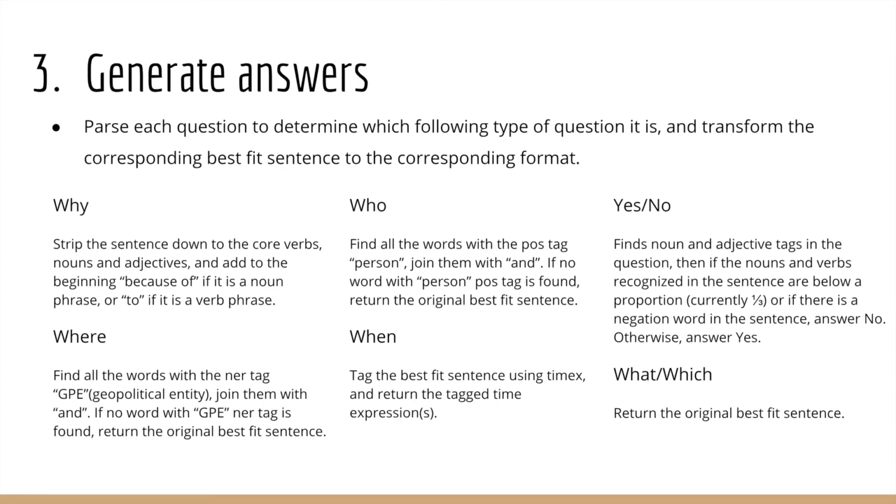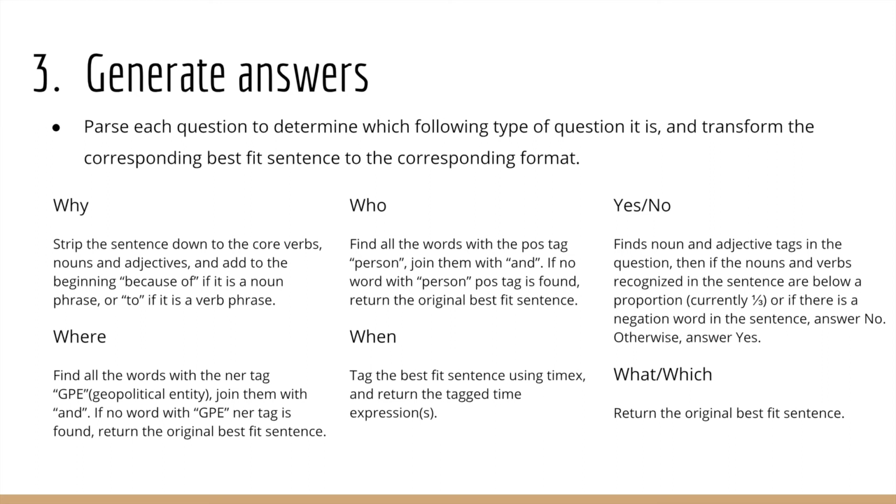And for when questions, we just tag the best fit sentence using Timex and then return the tagged time expressions. For where questions, we find all the words with the NER tag GPE, geopolitical entity, join them with and, and if no word with the GPE NER tag is found, we return the original best fit sentence. So for a question like where did Pavi drive, and the source document containing the sentence Pavi drove to Washington, the transformed best fit sentence would just be Washington.